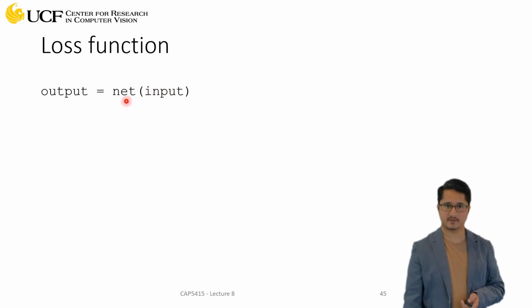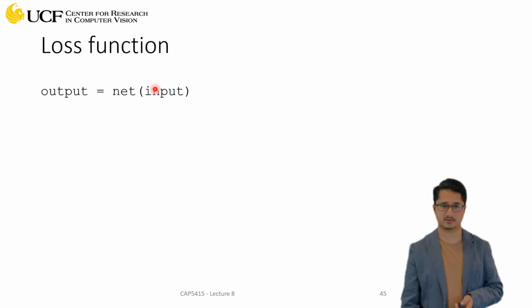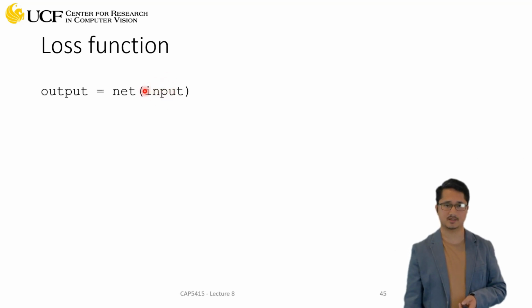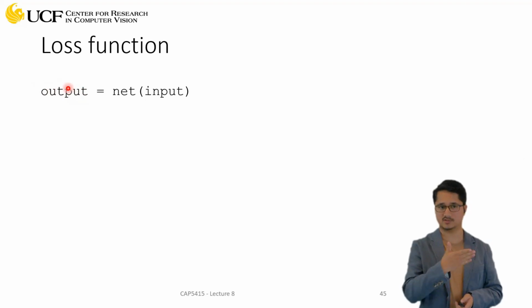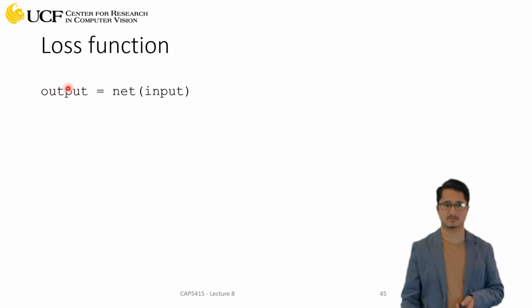Net was a class you defined as your architecture. And let's say input is the batch which your data loader is going to provide. So that data your net will take, and it will produce this output. If the batch size is 4, then the shape of output is going to be 4 times 10, where 4 is the batch size and 10 is the 10 different classes.